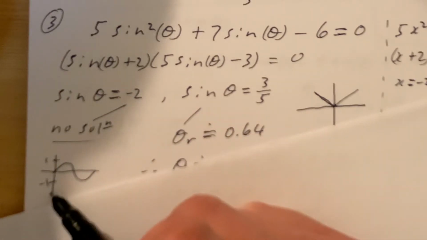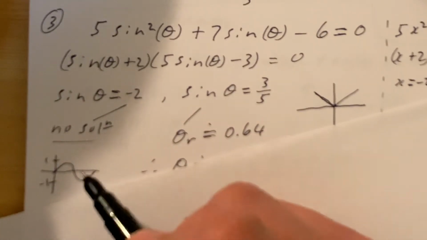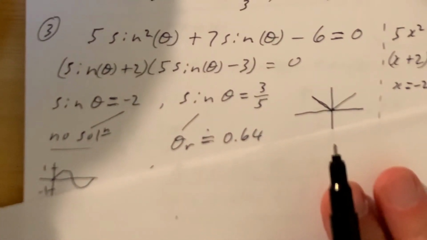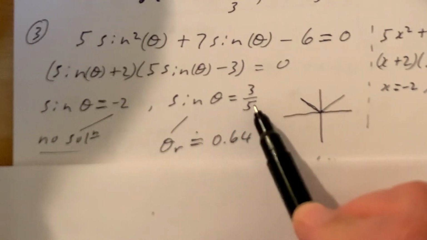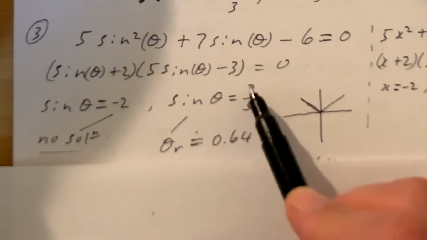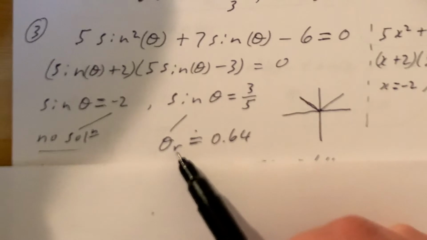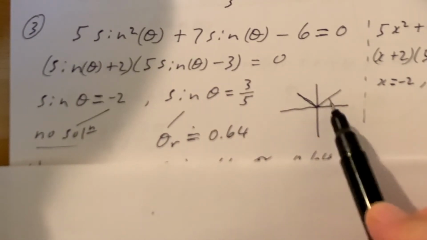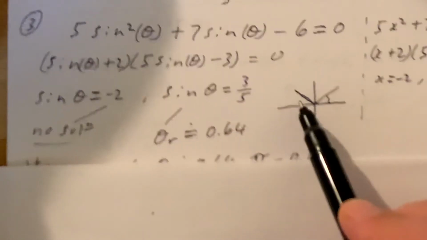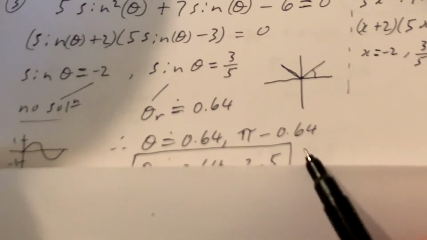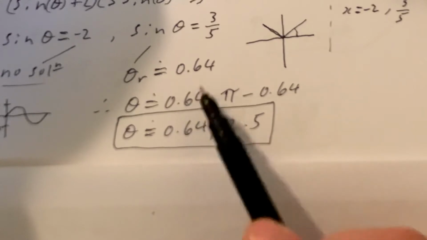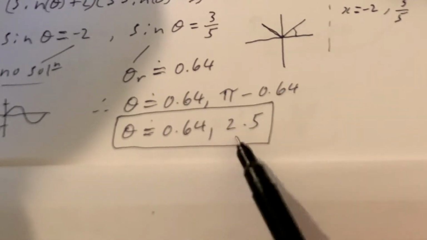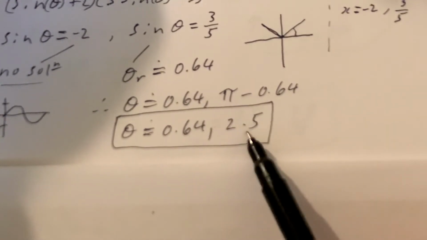So negative 2 is down here. You're never going to hit it, so there's no solution for that. This one here, sine theta equals 3/5. So use your calculator in radian mode. Do sine inverse of 3/5, and that gives me theta r, the related acute angle in here. Then you do pi minus that to give you the other angle, and there's our two answers. So 0.64, pi minus 0.64 gives us 0.64 and 2.5.